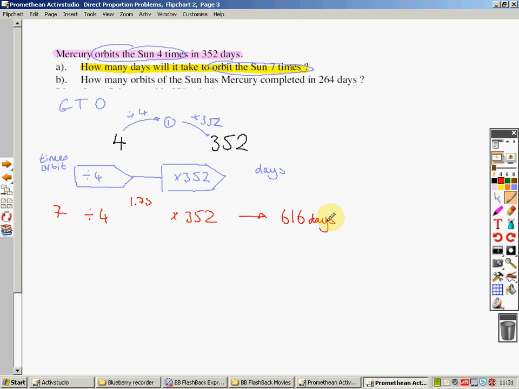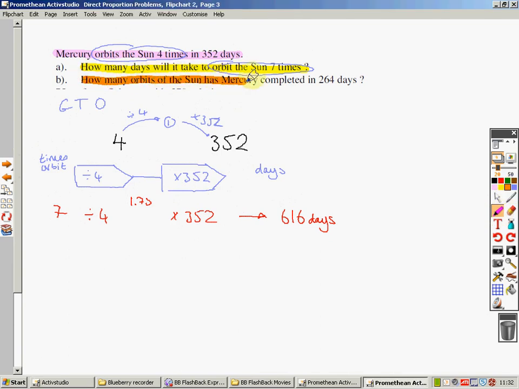4 times was 352. 7 times is not quite double. Well, double 352 is going to be 700. 600 is not quite double. I'm fairly happy. I'm likely to be right with that figure there. That's part A done. Now let's have a little look at part B.